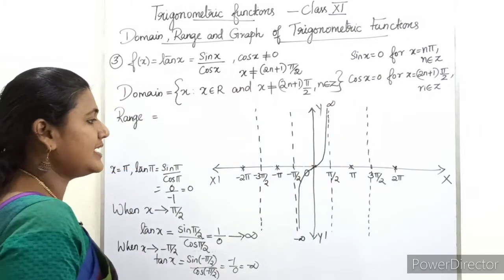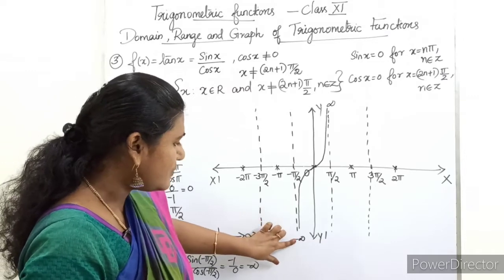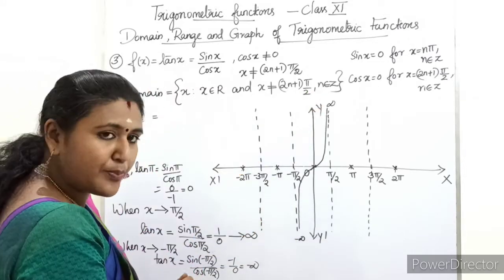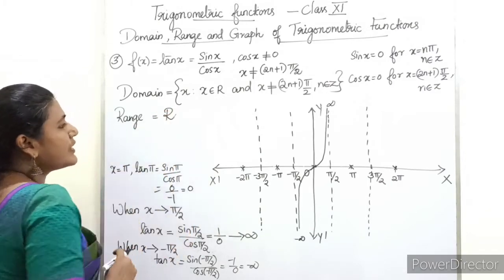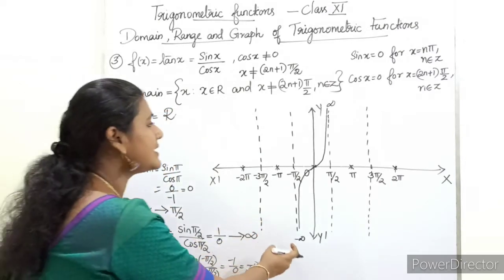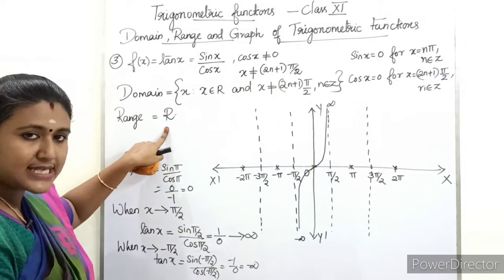Now you see here, tan x can take values from minus infinity to plus infinity. So the range will be R. So here the range is from minus infinity to plus infinity. So the range of tan x is R.